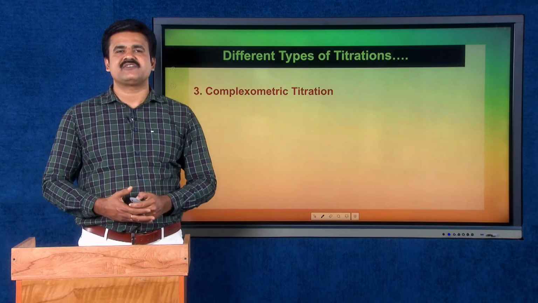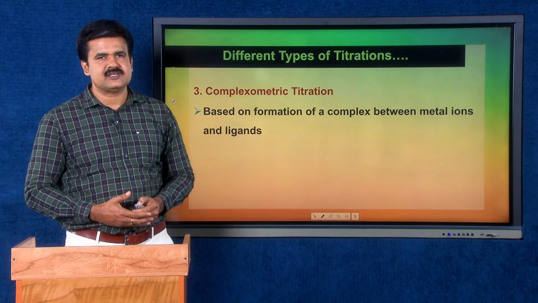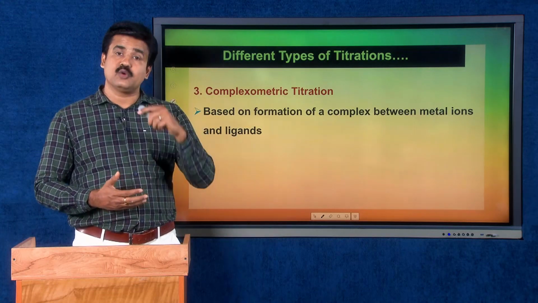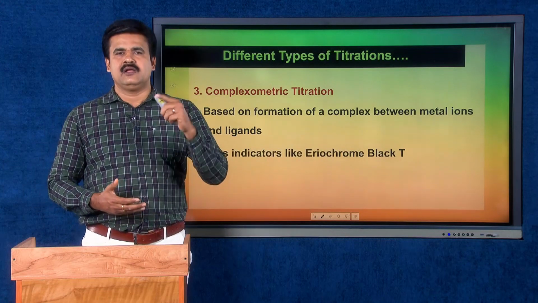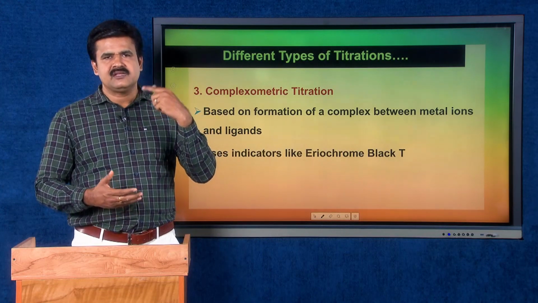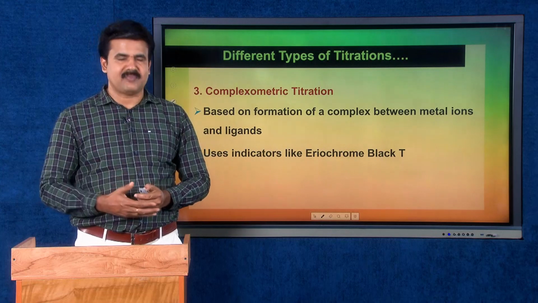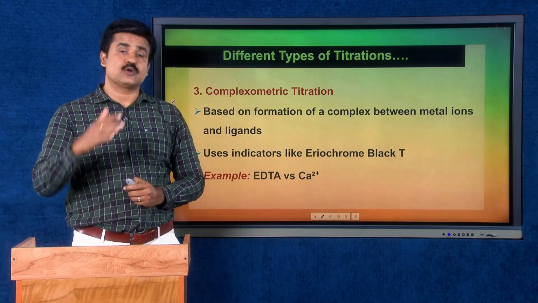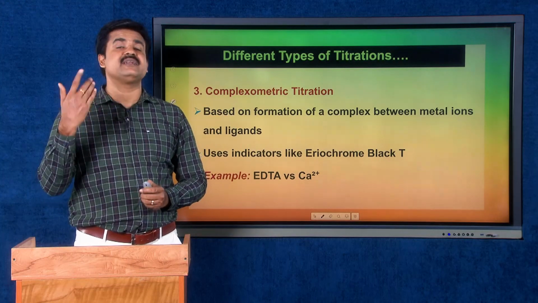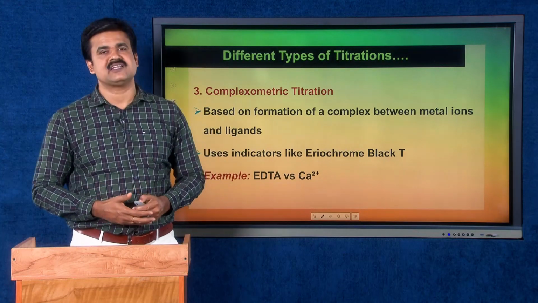The third category of titration is complexometric titration. It is based on the formation of a coordination complex between metal ions and certain ligands. It uses indicators like eriochrome black T, and a typical example is the titration between the complexing agent EDTA, ethylenediaminetetraacetic acid, and calcium 2+ ions.